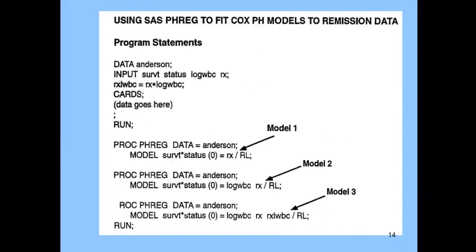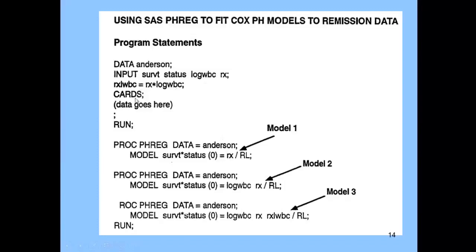So what am I showing you now? This shows you how you use the program PHREG to run a Cox proportional hazards model. You have to put the name of the data set in. You have to put the variables that you're using. If you want to have a product term and it's not in the original list, you have to define it.